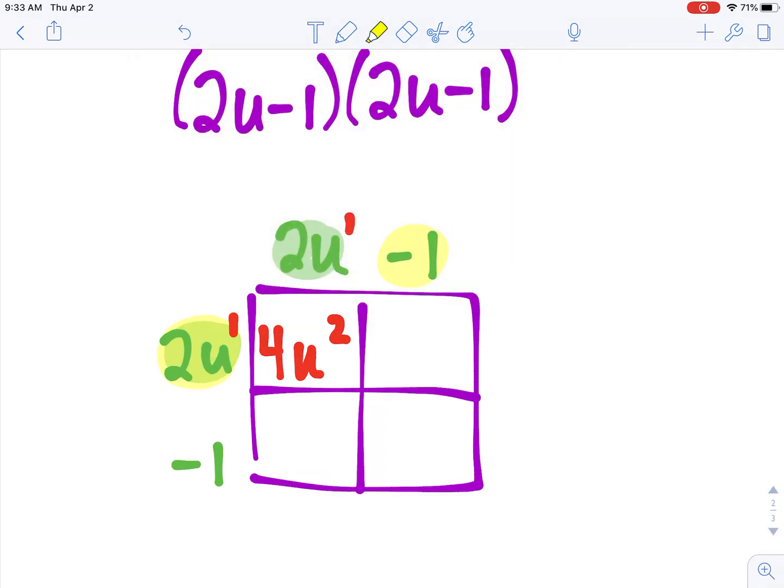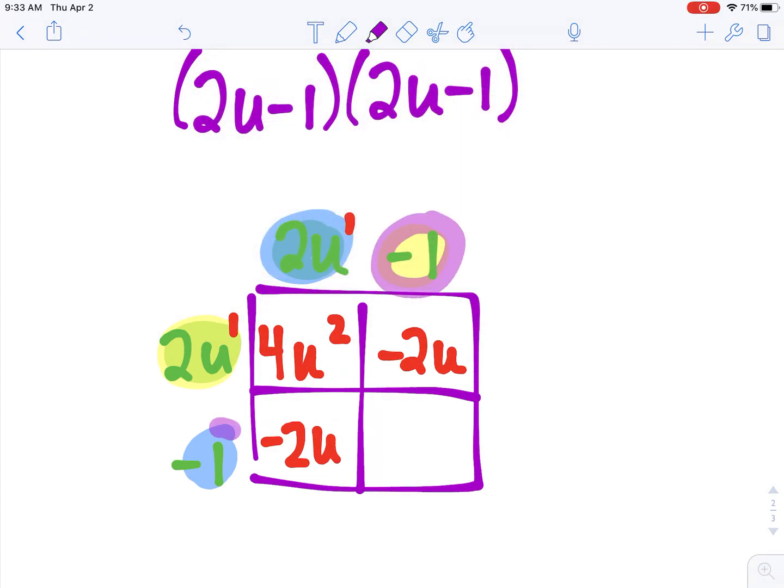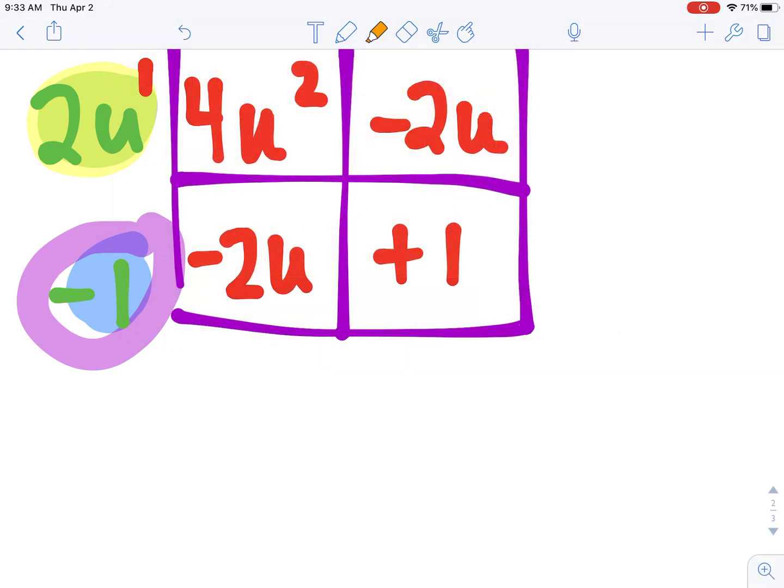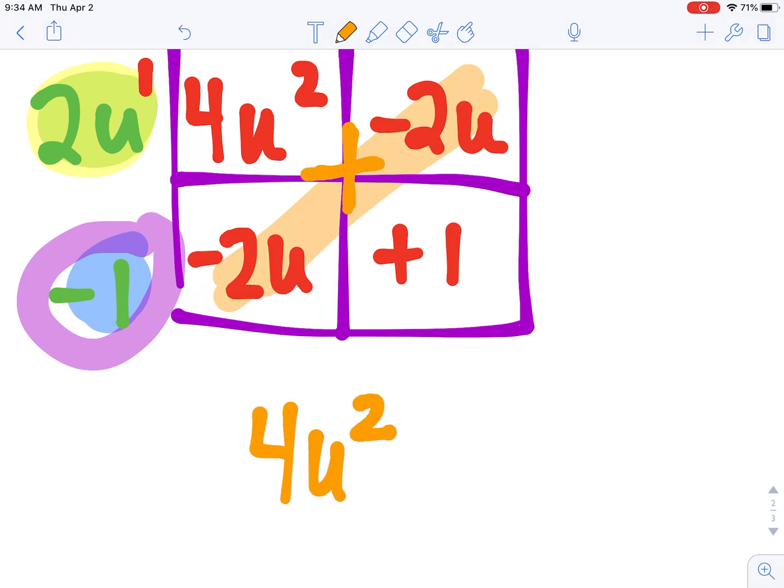-1 times 2u is -2u. And then we're going to do that again. We have 2u times negative 1 is negative 2u. And lastly, we have negative 1 times negative 1 is positive 1. Once you're done with that, we're going to look for our like terms. And our like terms are along that diagonal. 4u squared stays the same. And then we're going to add our like terms. When you add the numbers in front, negative 2 plus negative 2 is negative 4. And the u stays the same. And then plus 1.